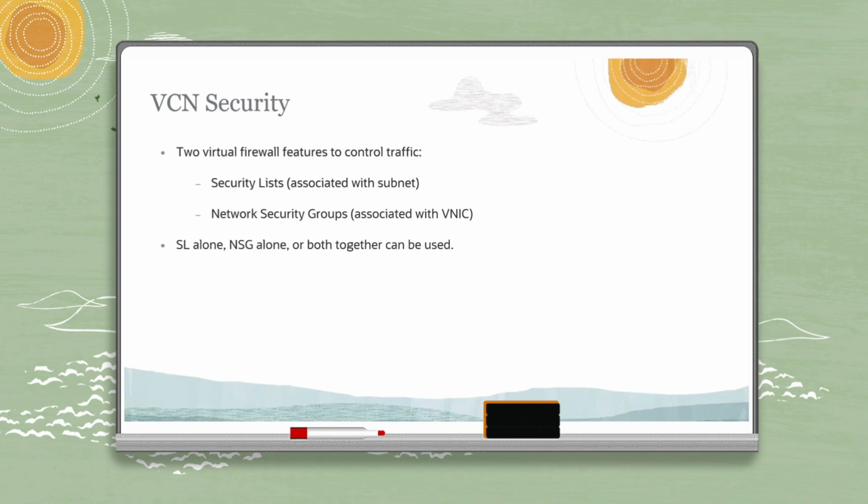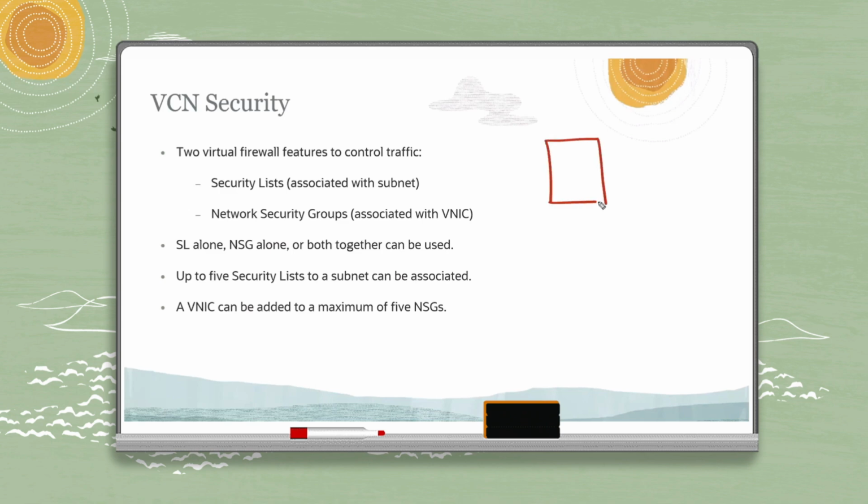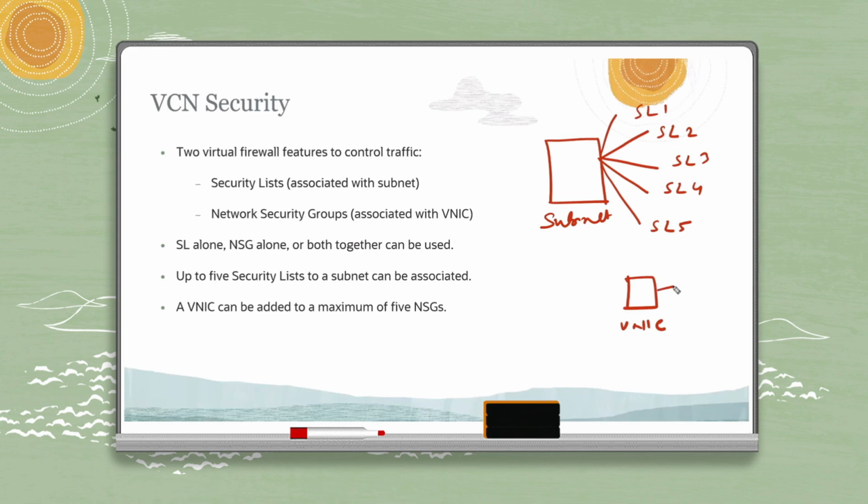Now you may choose to use security list alone, network security group alone, or both can also be used. The next two points have to do with the number of security lists and the number of NSGs that can be associated. If you have a subnet, you can have up to 5 security lists associated with the subnet. That's the limit. And if you have a VNIC, you can have again up to 5 NSGs associated with it.